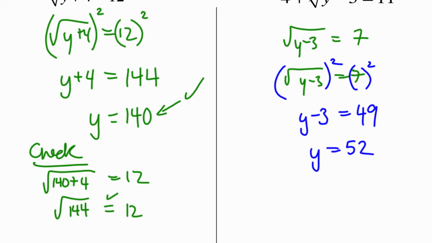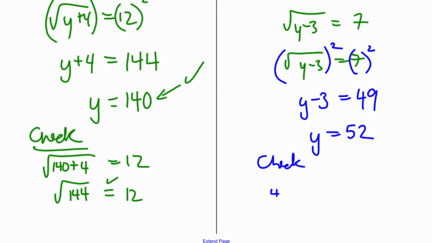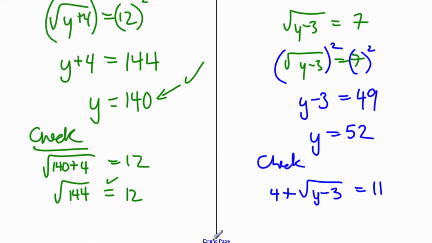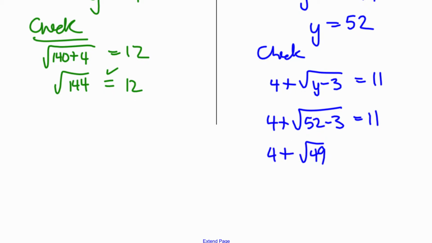Let's do our check. And again, with your check, you always have to go back to the original equation. So 4 plus the square root of y minus 3 is equal to 11, that's my equation. So now I'll plug in my 52. So 4 plus the square root of 52 minus 3 is equal to 11. 52 minus 3, that's 49. So 4 plus the square root of 49, is that equal to 11? Square root of 49 is 7. 4 plus 7 is equal to 11. Yes. Therefore, 52 is my correct answer.